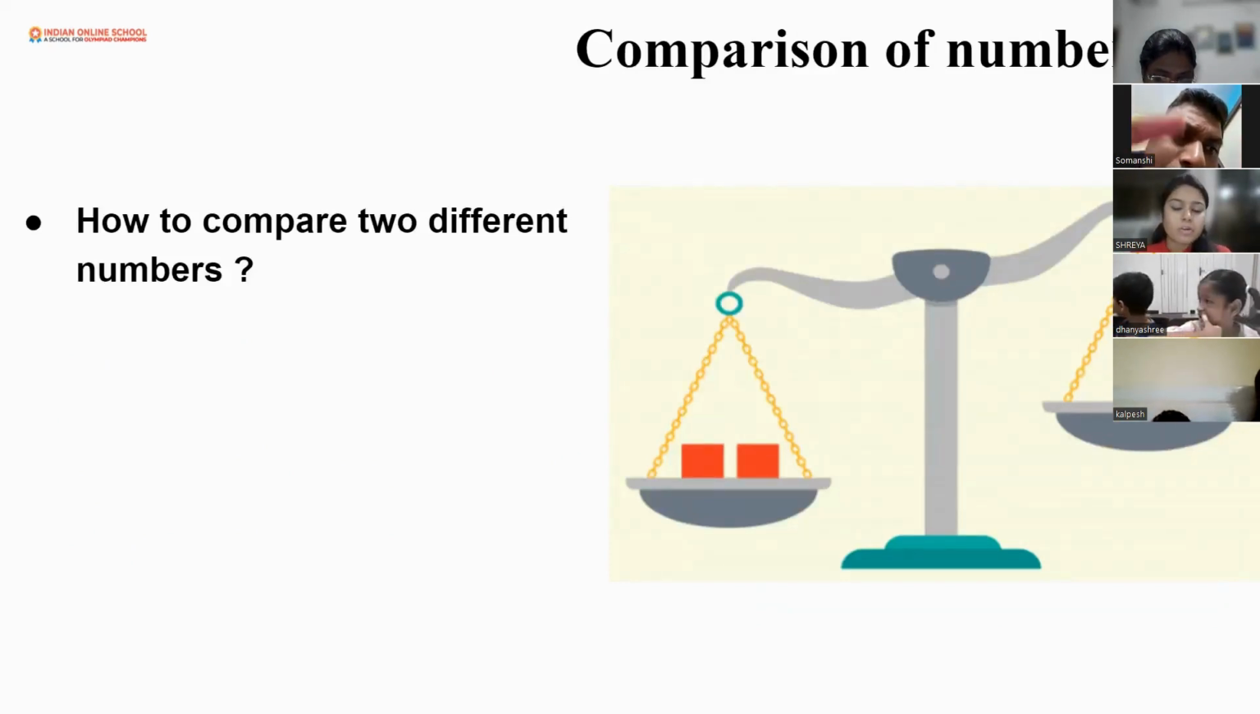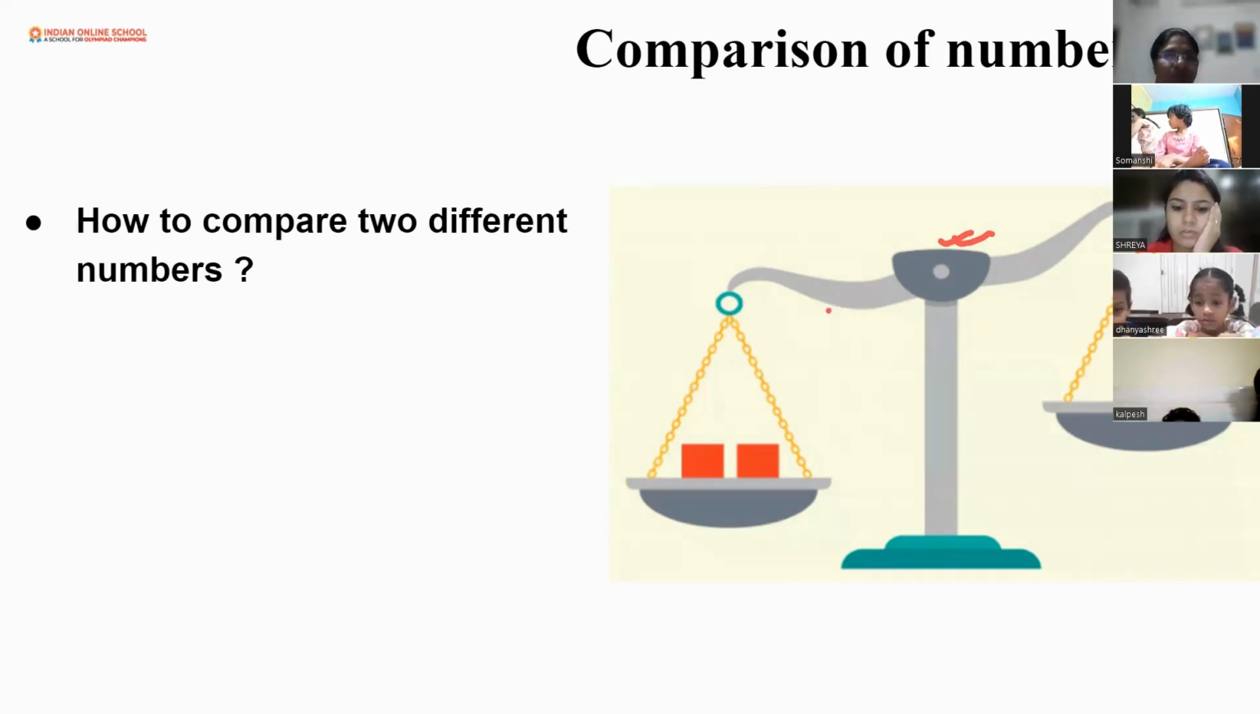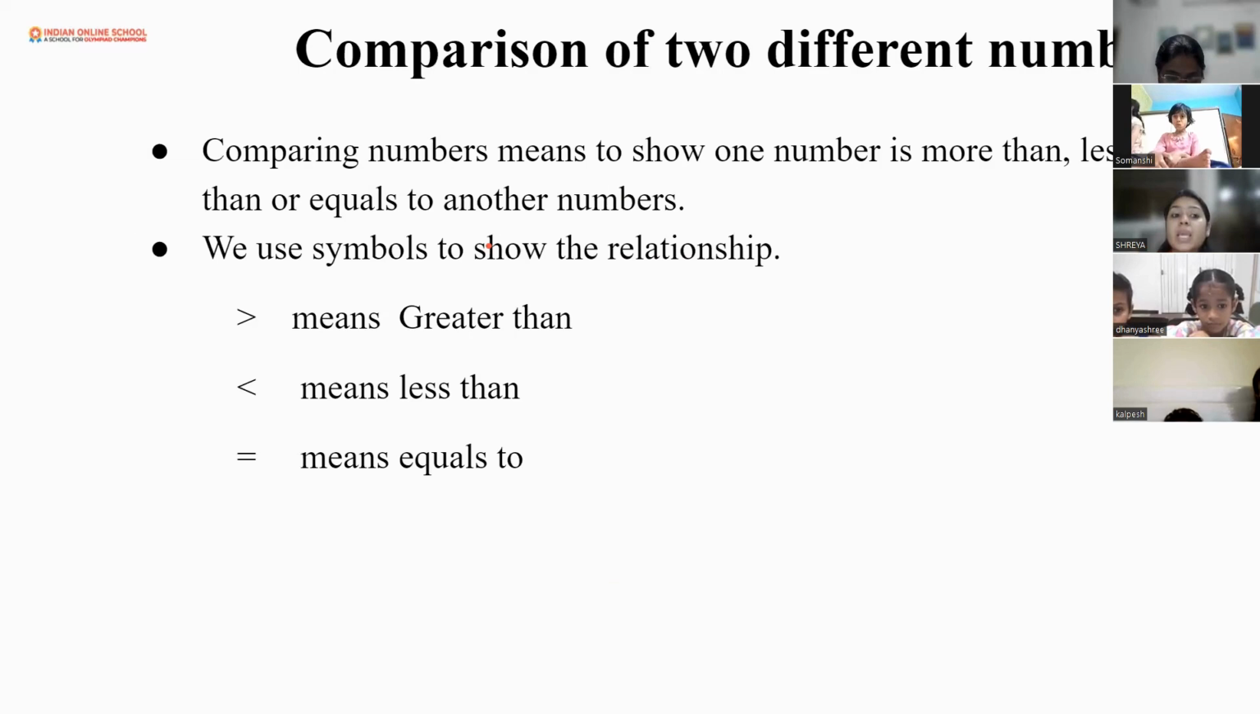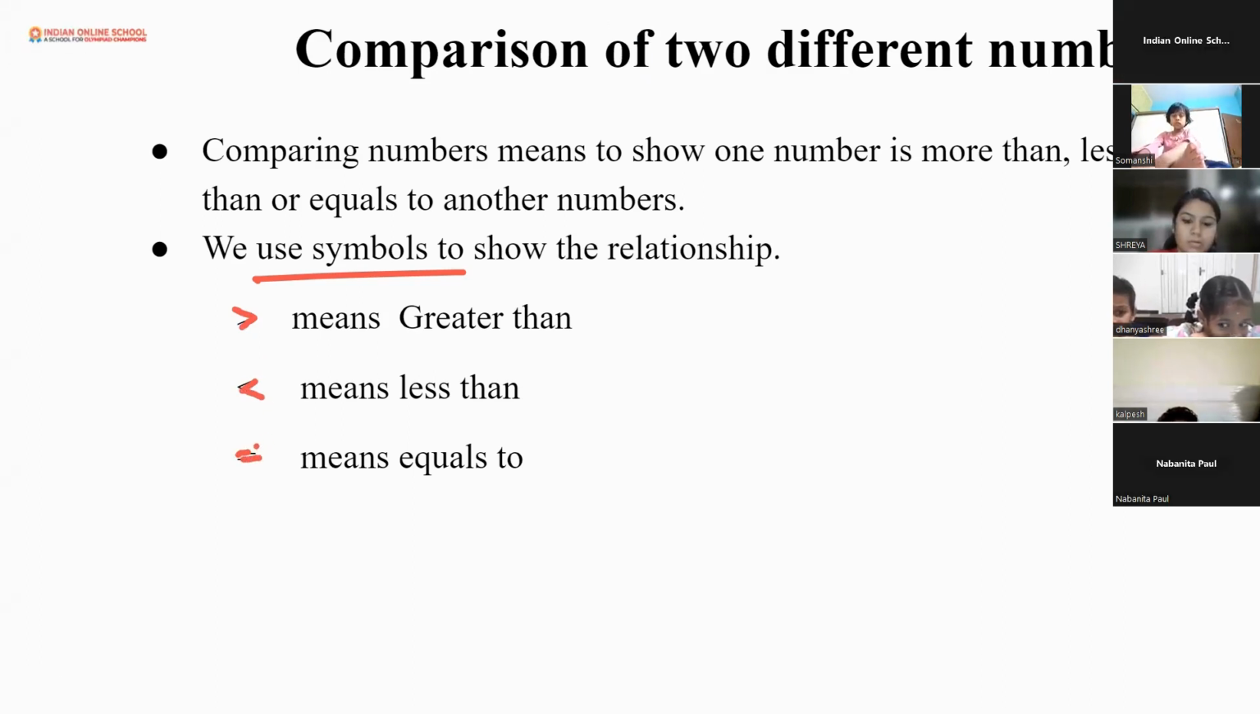Now, how to compare numbers? Since you already know about numbers, how do we compare numbers? Is it possible to carry this weighing scale to weigh numbers? Over here I place two and over here I place one. Is it possible? No. So how can I compare numbers? I compare numbers using three symbols. Maths helps me compare numbers using three symbols: the greater than sign, less than sign, and equal to sign. Okay.